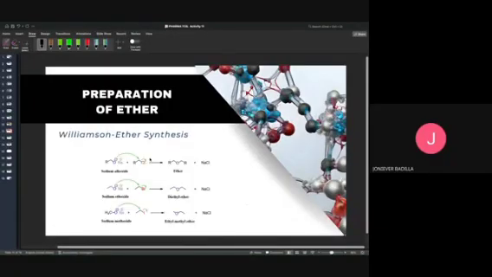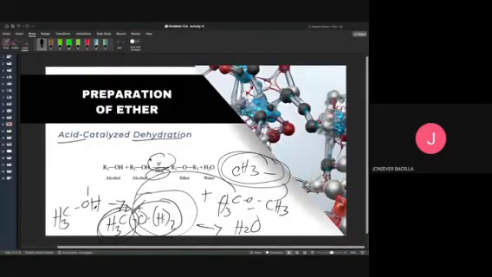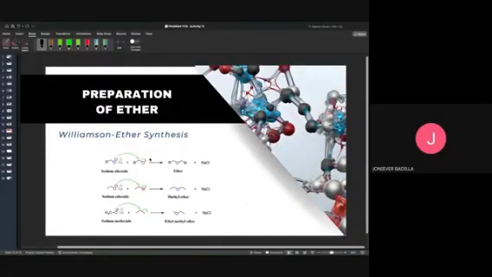So next would be your Williamson ether synthesis. Now, if we are talking about your Williamson ether synthesis, if the other one is for symmetrical ether, your Williamson ether synthesis is for unsymmetrical ethers. Although symmetrical ether is still possible. But let us try to consider again both of them, whether it's symmetrical or asymmetrical.